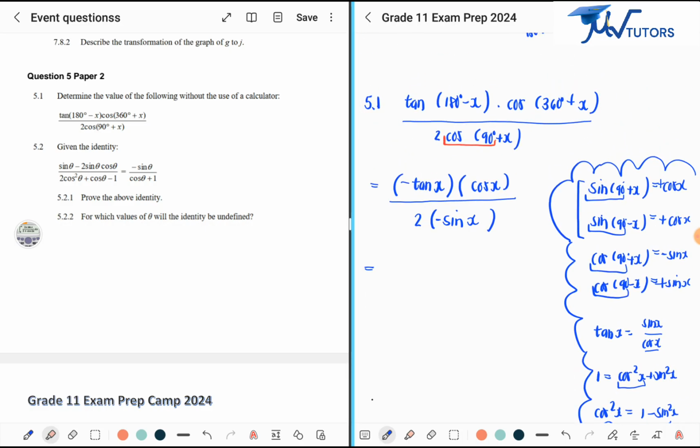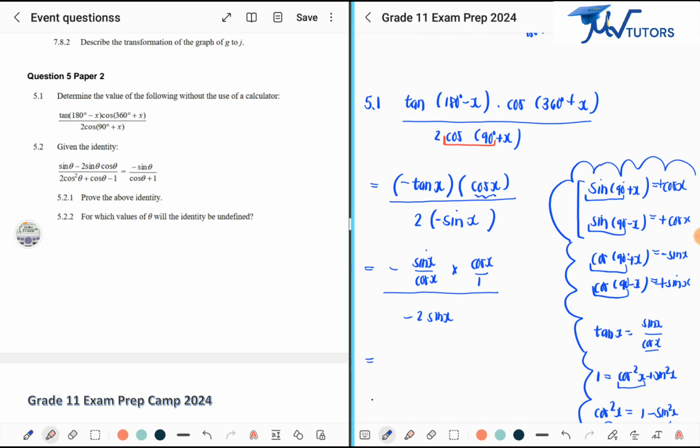Now back to our question. I took a little bit of a detour. So minus tan x will be minus sine x over cos x, and I'm multiplying by cos x over 1. Basically, this cos x. Okay, or just cos x, it's okay. And that's divided by negative 2 sine x.